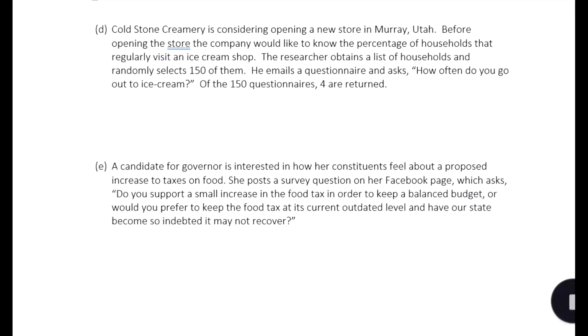Okay, so the ice cream shop researcher took good care to really employ a sampling method. They got a list of all the different households. They randomly selected 150 of them, presumably with a random number generator. However, they did not get many respondents. So could the people who did respond fundamentally differ from those who did not respond? Since there were so few who responded, this is going to be a non-response bias.